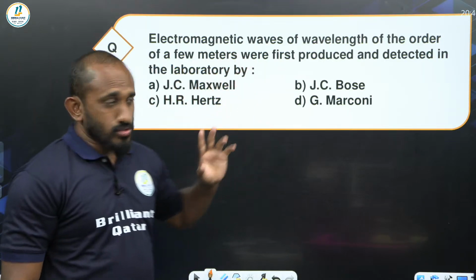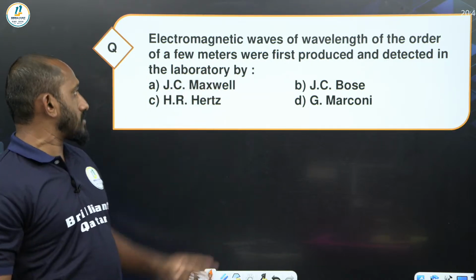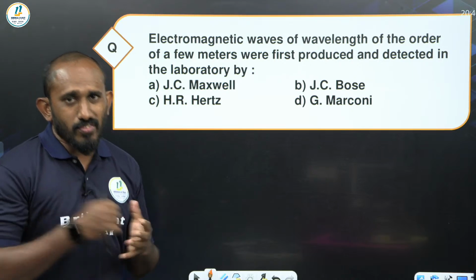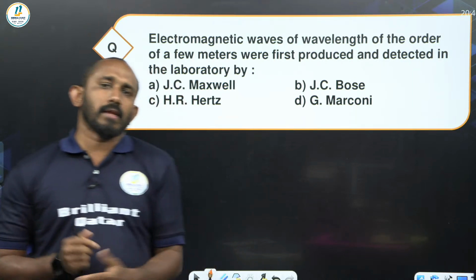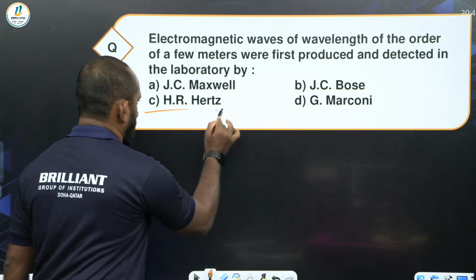EM wave, again the next question. Electromagnetic waves of wavelength of the order of a few meters were first produced and detected in the laboratory by, yes, just before we mentioned it. The first successful experiment was by Heinrich Hertz. So option C is the correct answer.